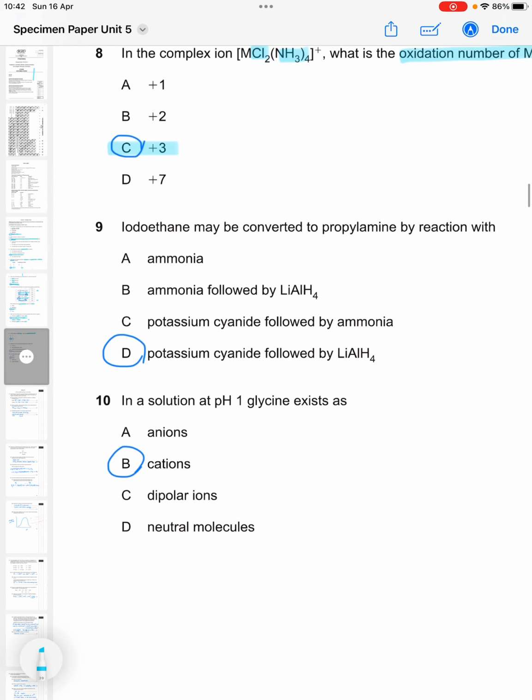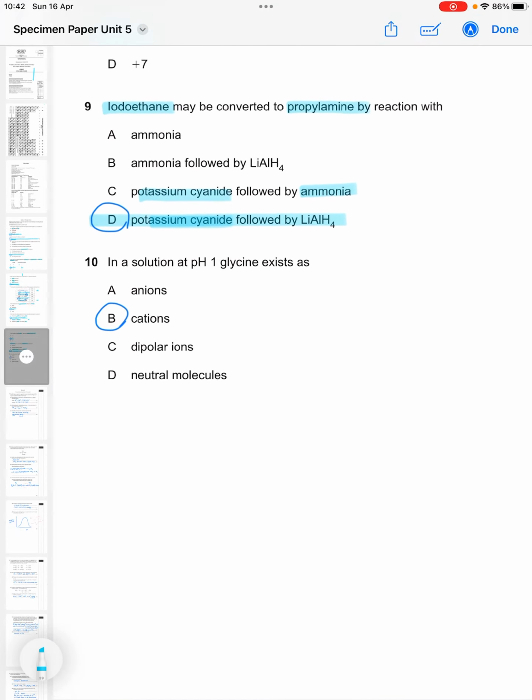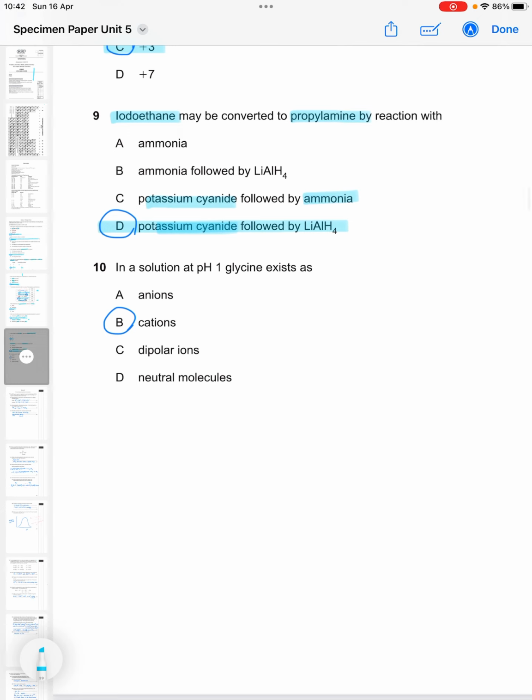Number 9, iodoethane may be converted to propylamine by reaction with, well, iodoethane to propylamine, you're going up 1, so it has to be potassium cyanide. And then if you were to react with ammonia, that's nonsense. So it's D, potassium cyanide, followed by lithium aluminium hydride to add the hydrogens so that we get the amine.